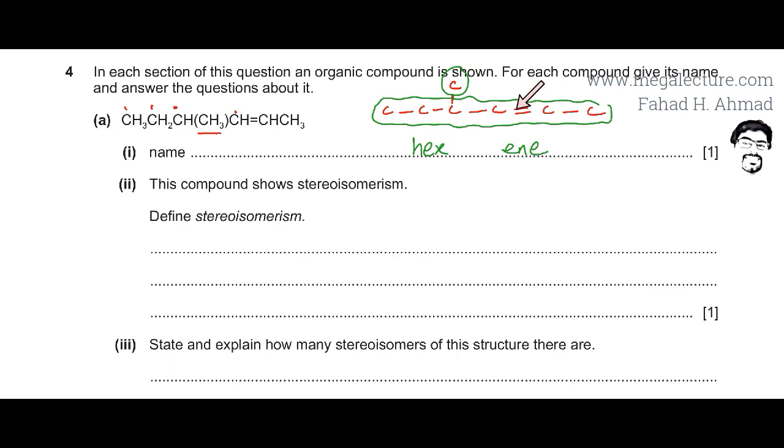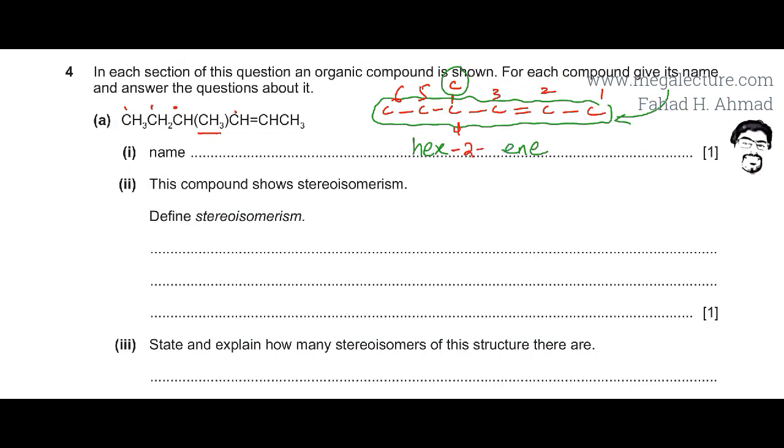And remember, the double bond has a higher precedence. So I'm going to count the double bond from the side that gives the smaller number. So I'm going to count it from this side. This would be carbon number 1, and then carbon 2. So the double bond is at carbon number 2. So it's going to be hex-2-ene.